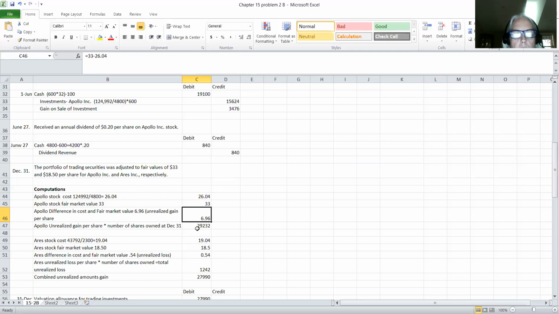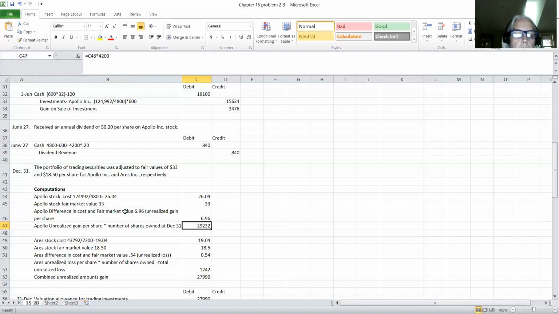To find the total amount of the unrealized gain, we take the unrealized gain per share of stock and we multiply that by the number of shares of stock owned at December 31st. And because we had sold 600 of the 4,800 we originally purchased, the number of shares that we own now is 4,200. So we would have to multiply 4,200 times 6.96, and that will give us the total amount of the unrealized gain for Apollo stock.